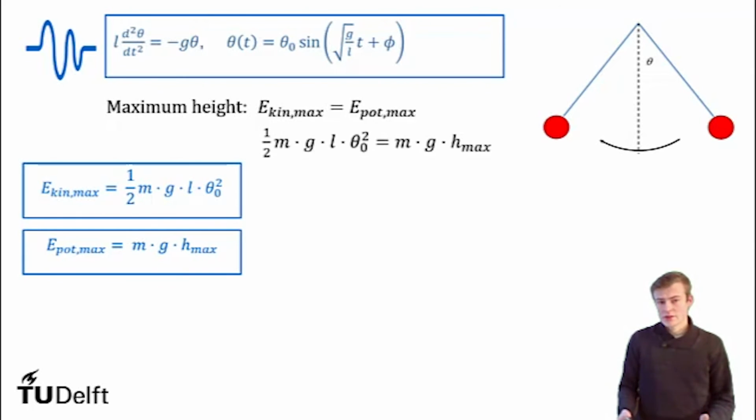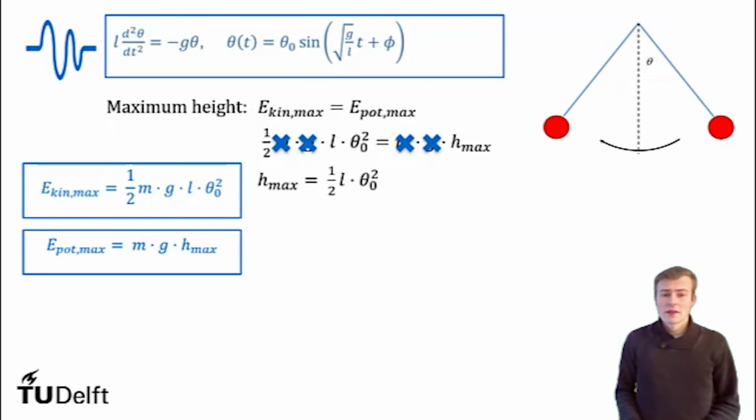We can set those two equations equal to each other, and we see they have some terms in common. First, we can cross out the m's because they're on both sides. We also see that g is on both sides, so we cross that out. This leaves us with the equation that the maximum height we can get is a half times L times theta 0 squared.